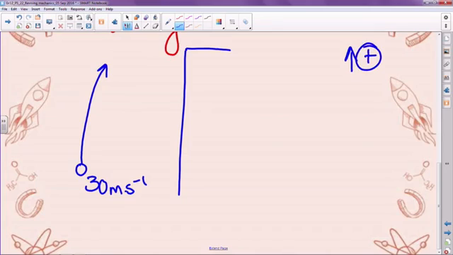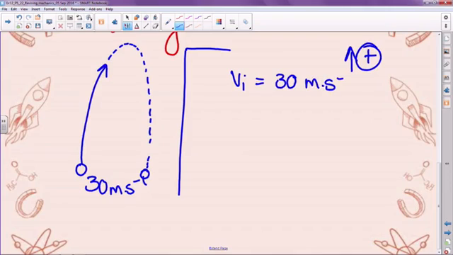That means the ball's going to go up with a positive 30. Now here's the trick with this one. Remember, it's going to go up and then it's going to come back down. Because it ends where it starts, let me just write this in. I know initial velocity is 30. Because it ends where it starts, here's the trick. My final velocity is minus 30. It's going to go at exactly the same velocity, but in the opposite direction. Same speed, different direction. So it's minus 30 because it's coming down at 30 meters per second.